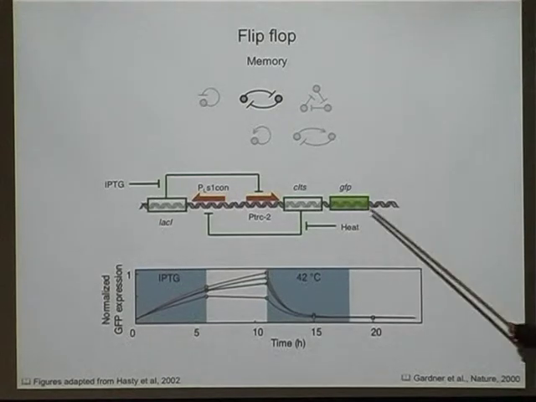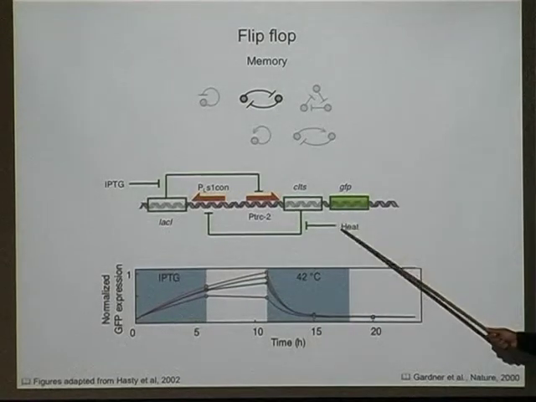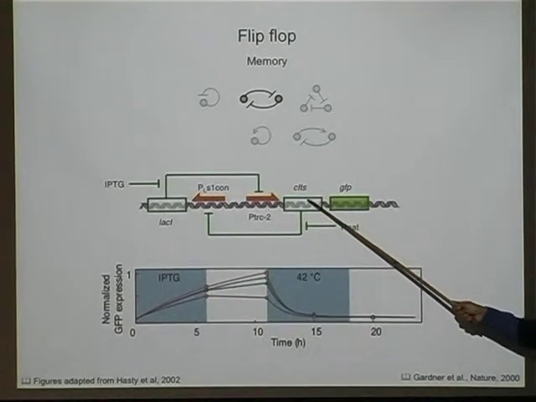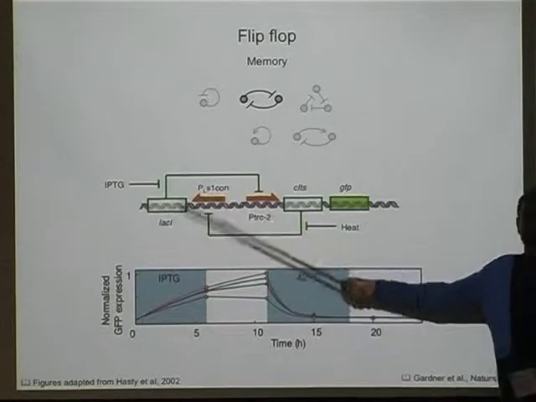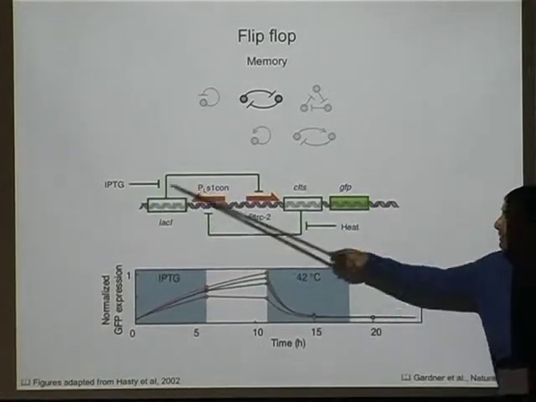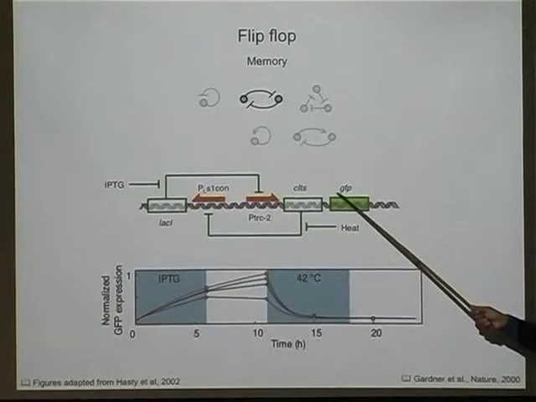Here's an important thing. They actually had a way to control the cell from the outside. If you add heat, this protein would degrade, right? And therefore, this repressor would no longer work. Therefore, this protein synthesis level would go up. And conversely, if you add this small molecule called IPTG, this direction would no longer work. So this expression would go up.